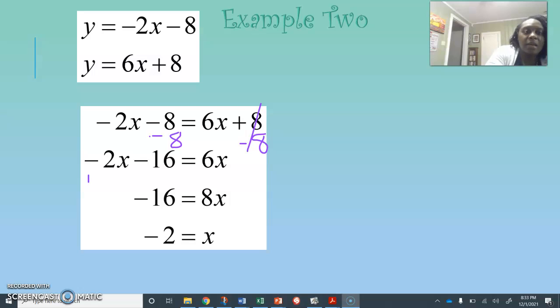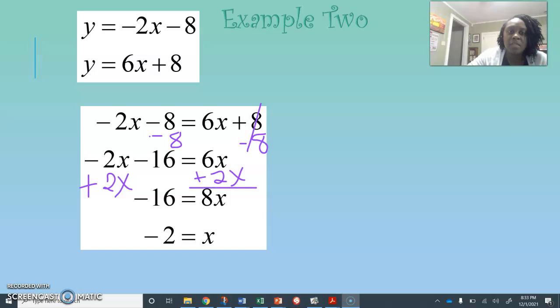And then I added 2x to both sides, and that's how I got the 8x that you see right here. So negative 16 equals 8x. To get x by itself, we divide by the coefficient, and the coefficient is an 8, so we divide both sides by 8. Negative 16 divided by 8 gives us that negative 2 that you see.